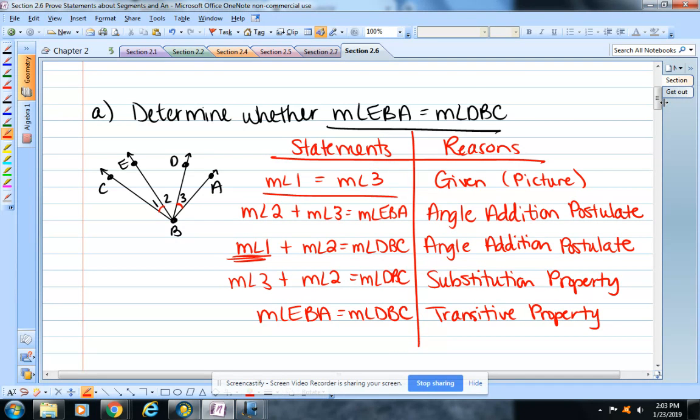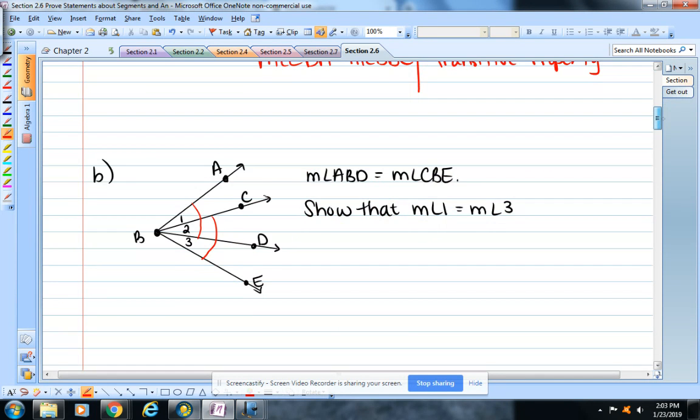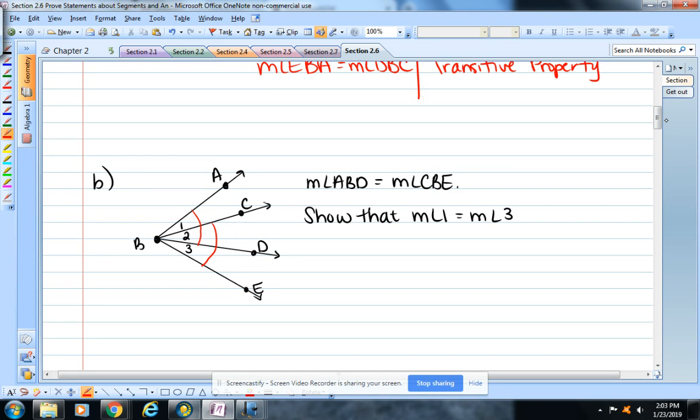All right. Next one. All right, so let's just look at those other proofs on that page.